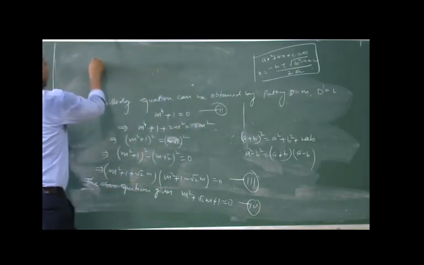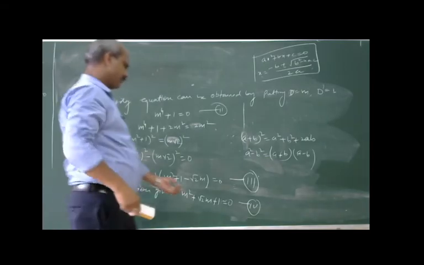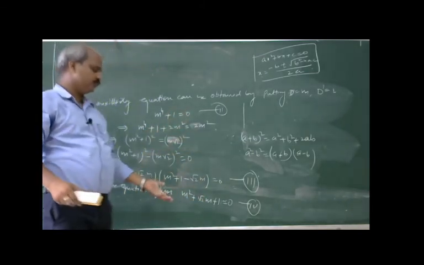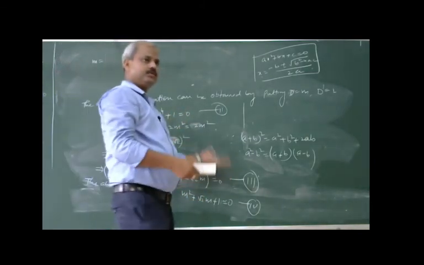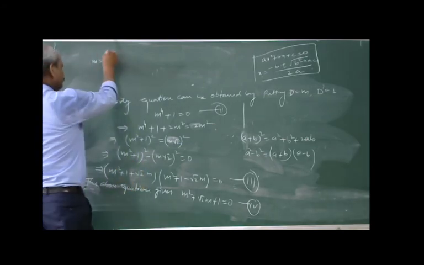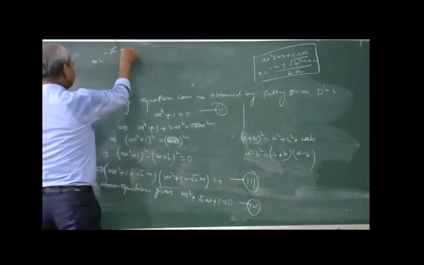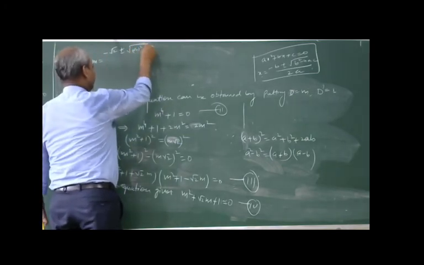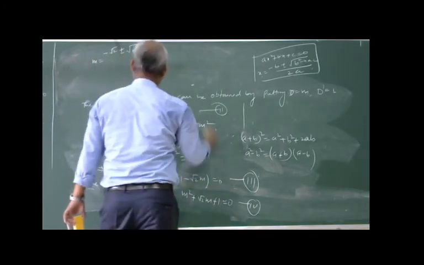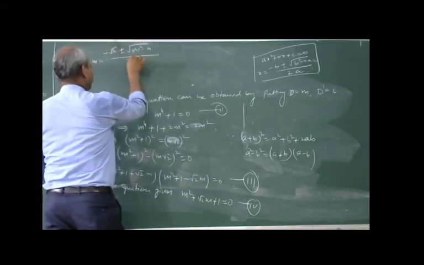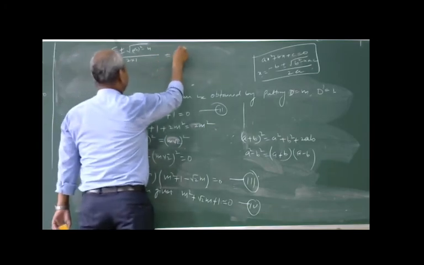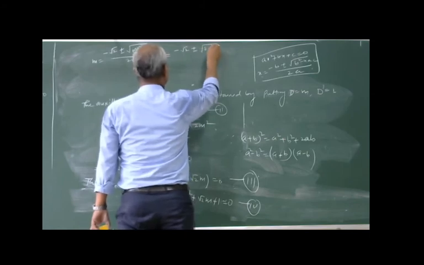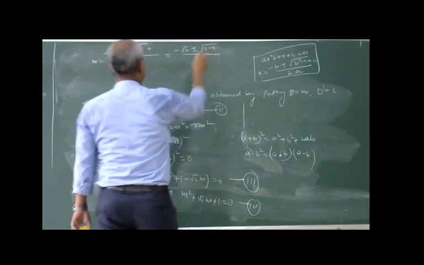is m equal to minus, compare this equation with this equation. The value of a is here 1, the value of b is here √2, and the value of c is 1. So now m = (−√2 ± √((√2)² − 4ac)) / 2a. Here a is 1, c is 1, so 2a is 2 into 1. So this gives (−√2 ± √(2 − 4)) / 2.